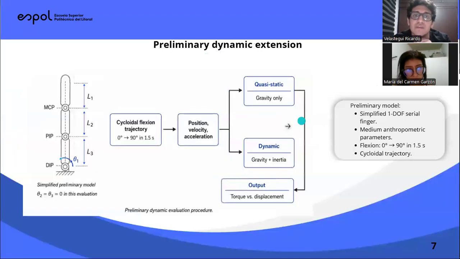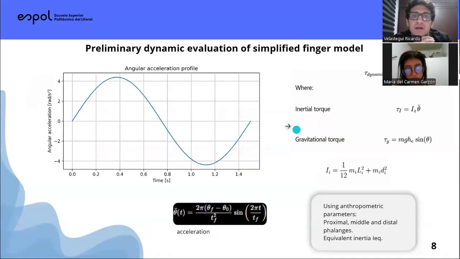As an extension of the kinematic analysis, we perform a preliminary dynamic evaluation using a simplified one-DOF finger model. The objective is to compare the torque considering only gravity versus a model that also includes acceleration effects. Preliminary dynamics. After reconstructing the kinematic models, we perform a preliminary dynamic evaluation using a simplified one-DOF finger model to estimate torque requirements during inflation.